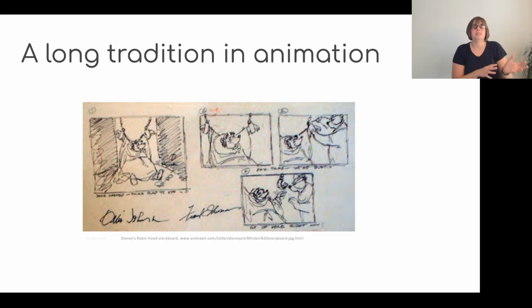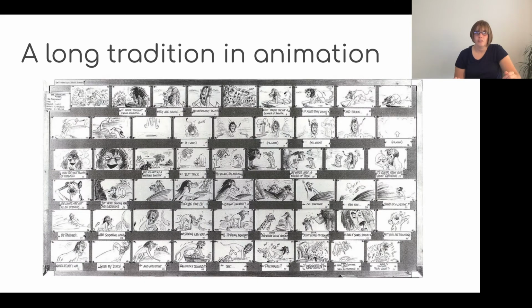Storyboarding you've probably seen as part of its long tradition in animation. So this is Disney's Robin Hood storyboard. So you can see this is kind of how Disney started to put together their movies. And animation in particular has a big history of storyboarding, but just generally making a movie as well has lots of storyboarding aspects to it. So some examples, these are all kind of film examples or animated film examples.